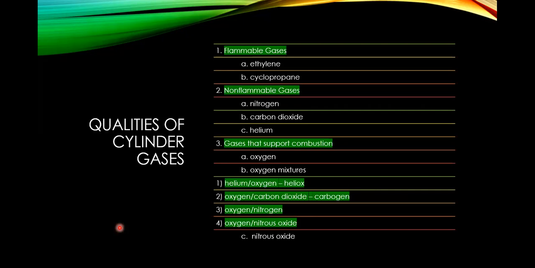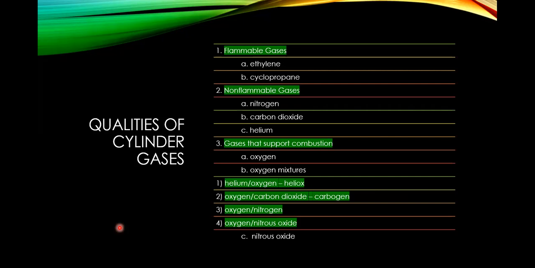You learned about the ones that are flammable. You just learned about the ones that are non-flammable, and the ones that support combustion, okay, would be oxygen, nitrous oxide, and anything that has oxygen in it. So when I say oxygen in it, I'm talking about the mixtures. There are some medical mixtures of gases that you're going to be learning about. One is heliox. When they have helium and oxygen mixed, that's heliox.